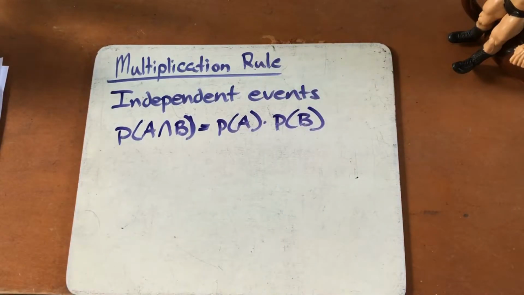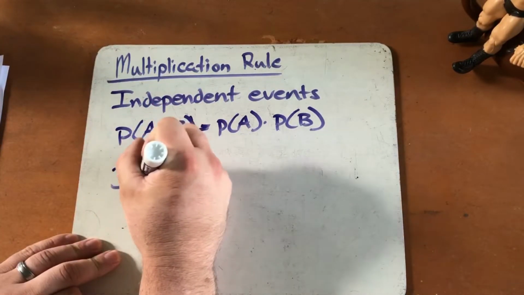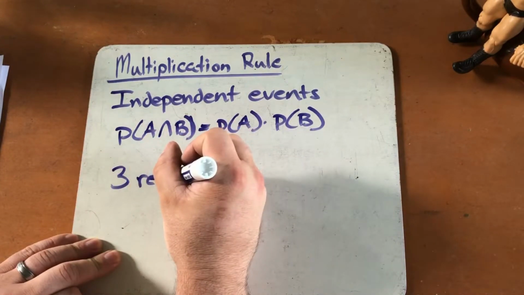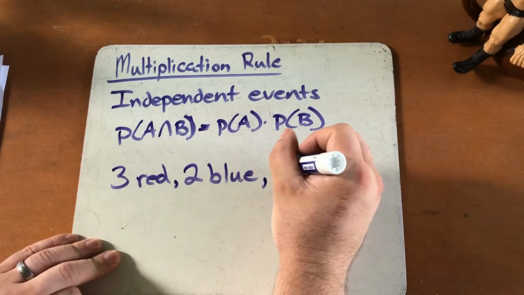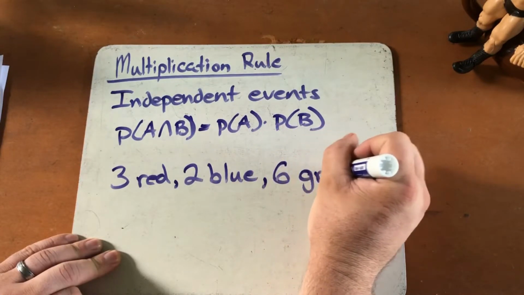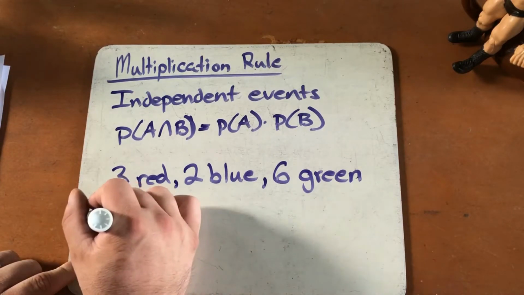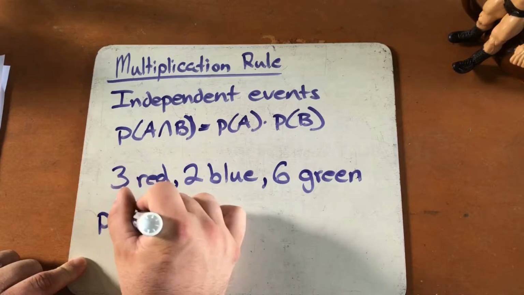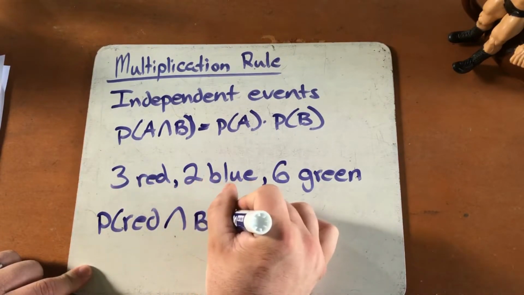Now, we're going to look at this in the most basic of terms. Let's say I have a bag full of marbles. I have 3 red marbles, 2 blue marbles, and 6 green marbles. I'm going to use this bag for the majority of my first examples, but let's say we have the probability of choosing a red marble and a blue marble.